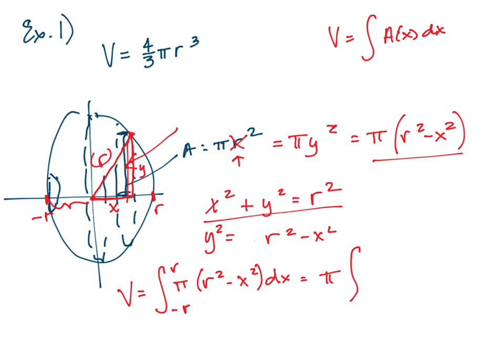Okay, so this is a sphere. It's perfectly circular, which means it's symmetric on its interval from negative r to r. So we could use 2 times the interval from 0 to r. Anytime symmetry helps, I say let's use it. So we actually have 2 times the integral from 0 to r of r squared minus x squared dx. And now we calculus. You understand this setup?